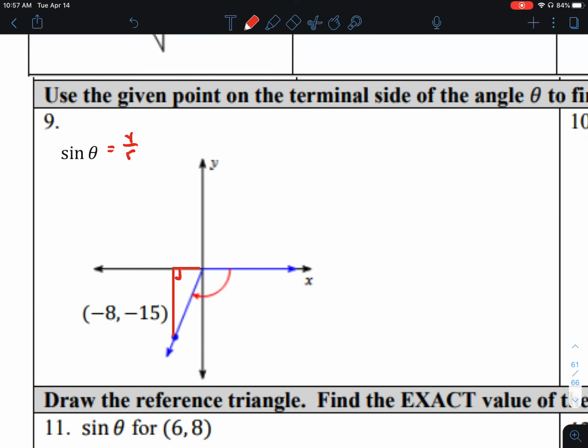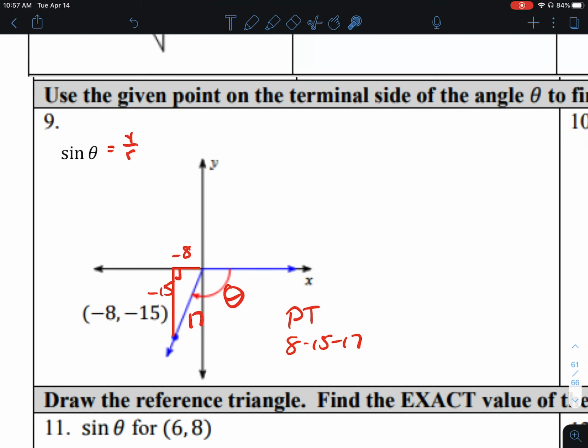X is negative 8. Y is negative 15. And we don't know what the hypotenuse, what r is. Or do we? This is the Pythagorean triple, 8, 15, 17. If you didn't realize that, use the Pythagorean theorem and you can figure this out.